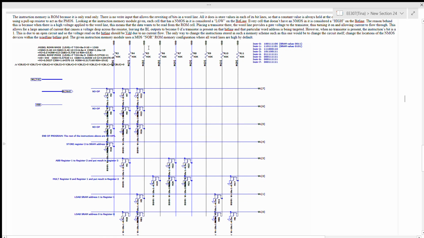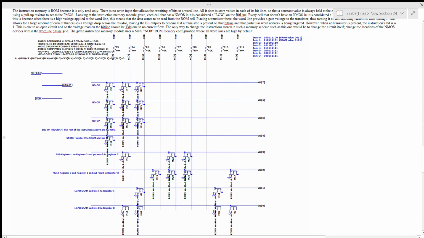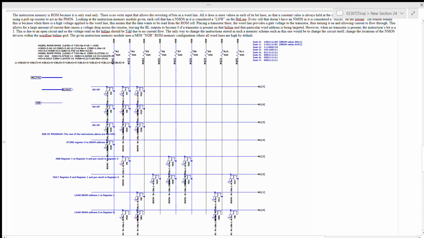So the reason behind this is because when there is a high voltage applied to the word line, so like if you want to choose which instruction you want, this means that the data wants to be read from the ROM cell. So placing a transistor there, the word line provides a gate voltage to the transistor. So like right here, it provides a gate voltage to the transistor. And so it turns this transistor on and allows current to flow through the bit line. And so this allows for a large amount of current that causes a voltage drop across this resistor right here.